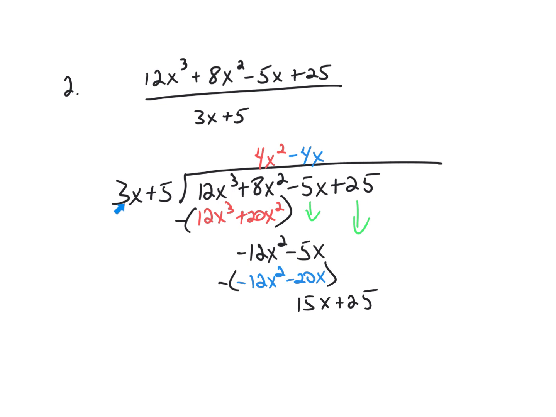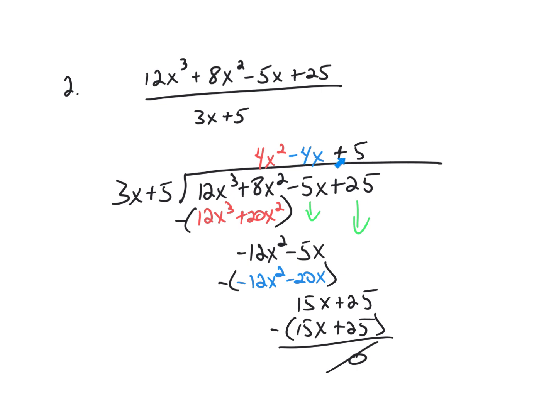Now I'm back here again. 3x goes into 15x 5 times, so I'm going to put plus 5. And then I'm multiplying 5 times 3x, which is 15x. And 5 times 5 is 25, so we put plus 25. You will see that these are the same, so when we subtract them, they're just going to cancel each other out. So we have 15 minus 15, which is 0, and 25 minus 25, which is 0. So there's no remainder. That means we have our answer.